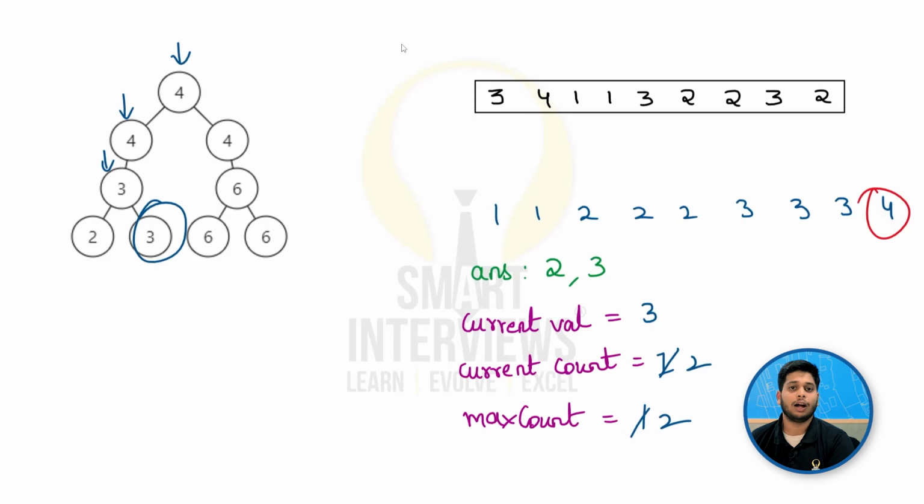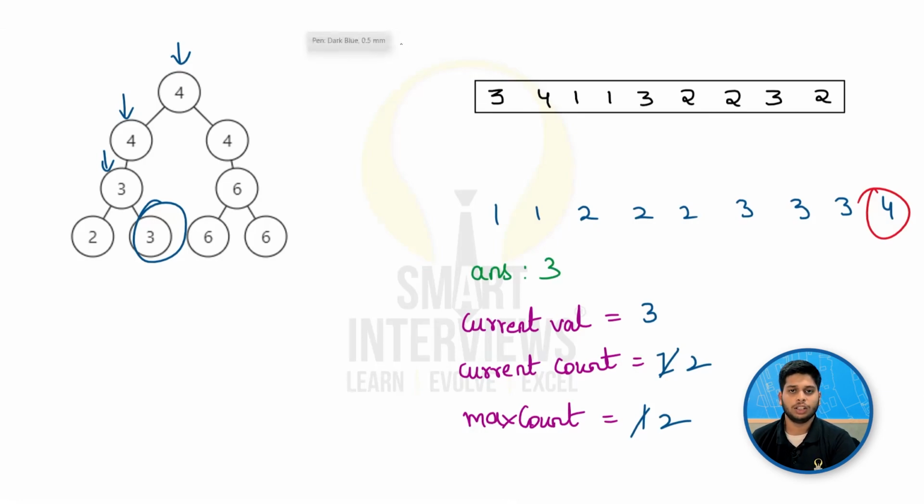And as we can see, we have updated the max count. So whenever we are updating the max count, we are supposed to remove the existing elements from the answer and then add the current value into the answer. So remove 2 and 3, and now the current value here is 3. So add it back.